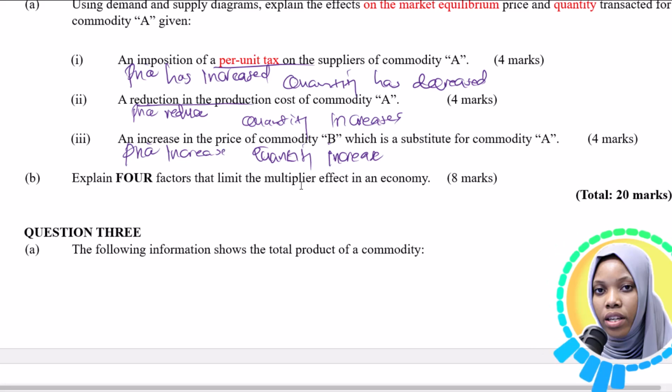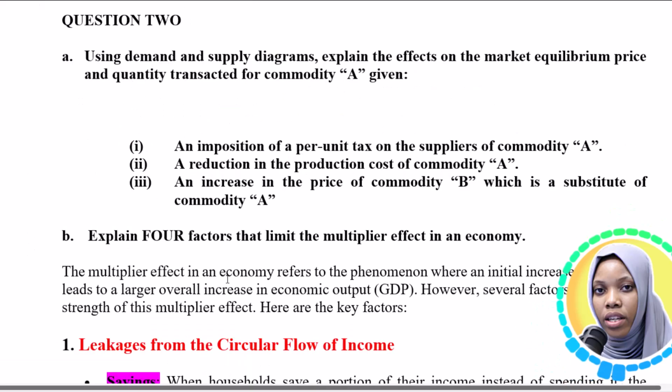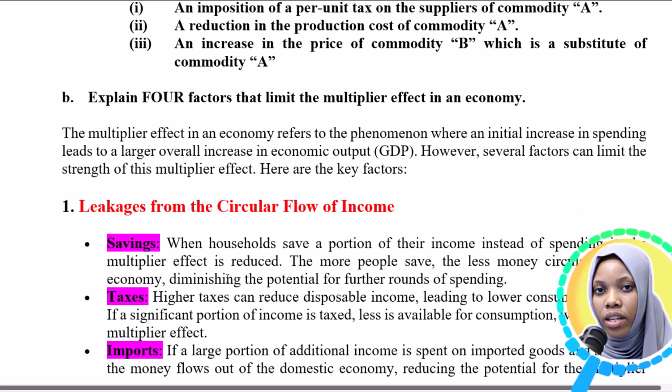in an economy. Explain 4 factors that limit the multiplier effect in an economy. Let's read through the answers that I have prepared for you. We're done with part A. Part B, the multiplier effect occurs where an initial increase in spending leads to a larger overall increase in economic output. So an increase in spending leads to a larger overall increase in GDP, that is gross domestic product.